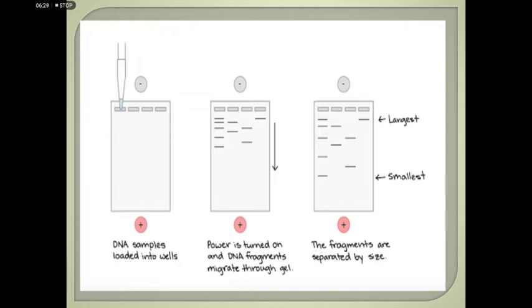So the largest and heaviest nucleotide fragments move slowly, and the smallest pieces move faster. By this method we can separate the largest and smallest, and the smallest one can be collected and used for our purpose, or if we require the largest, we can collect the largest and use it for our purpose.